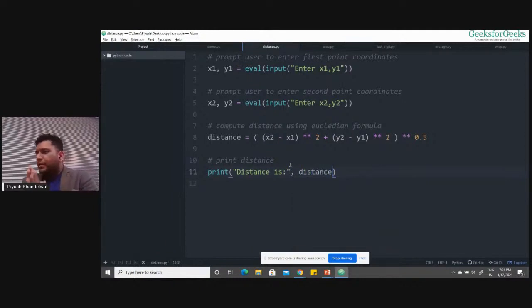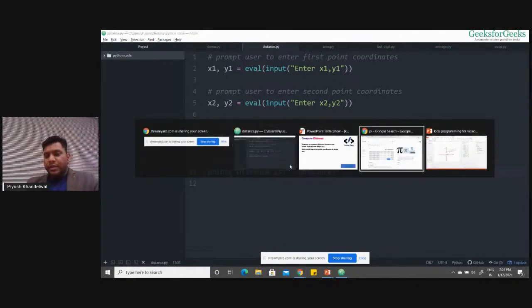Our program is ready. We have implemented the Euclidean distance formula in our Python program, and we are ready to check. But before this, I want you to do one thing so that we can verify whether we have written the correct program or not.